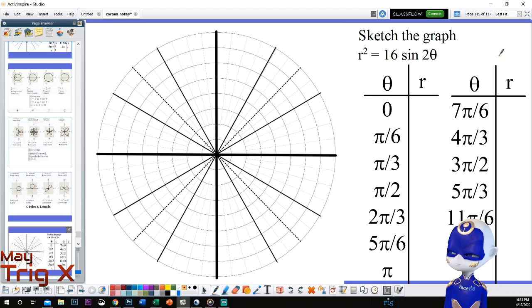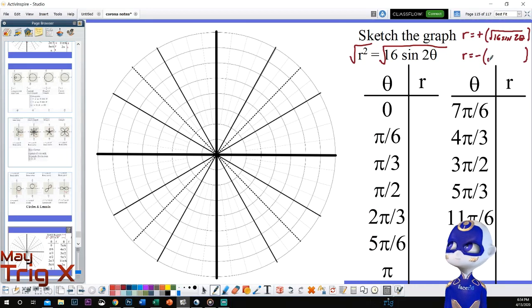Notice that this one says r squared. So we're going to have to do 2 different things. We're going to have to square root both sides so that we can figure out what r is. But when we square root r squared, that gives us a plus or minus. So this is going to give us positive square root of 16 sine 2 theta, and this is going to give us negative square root 16 sine of 2 theta. So this is going to be your R1, and that's going to be your R2. Go ahead and type that into your calculator.